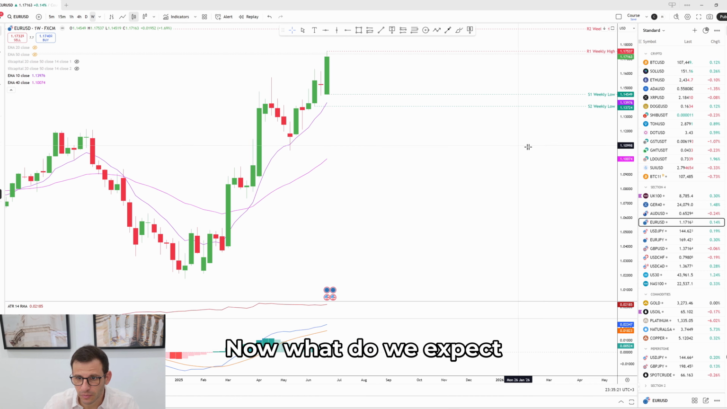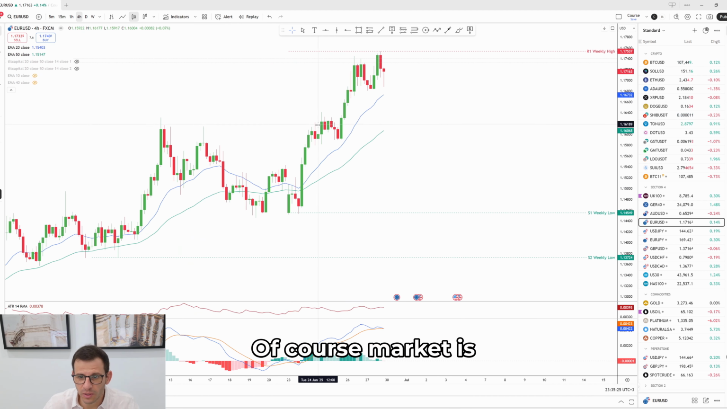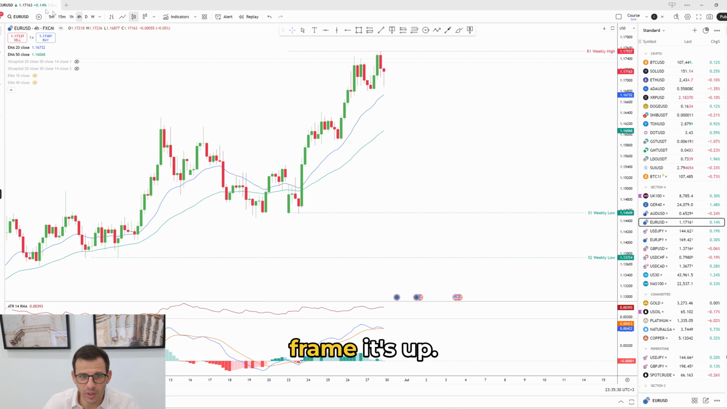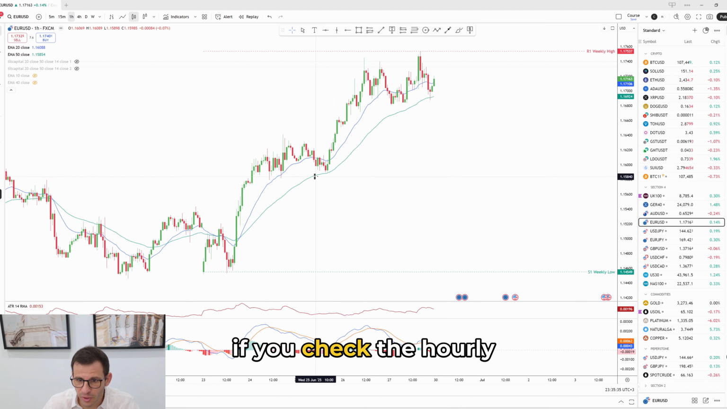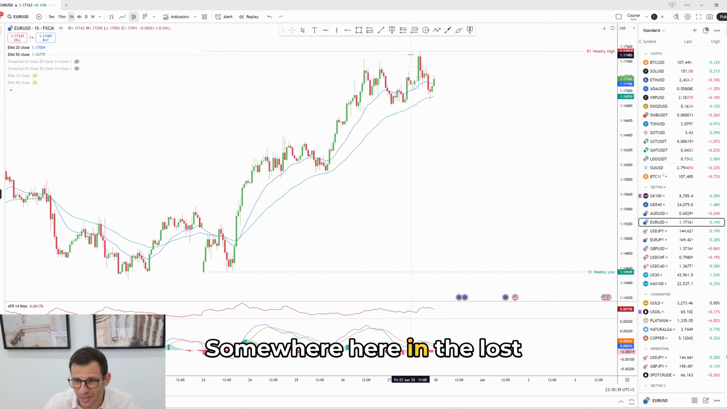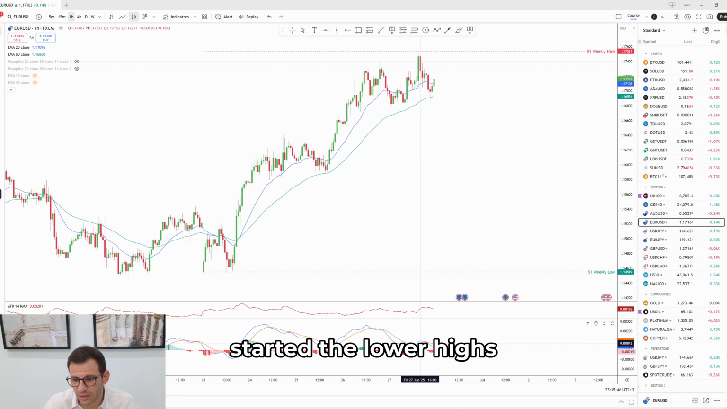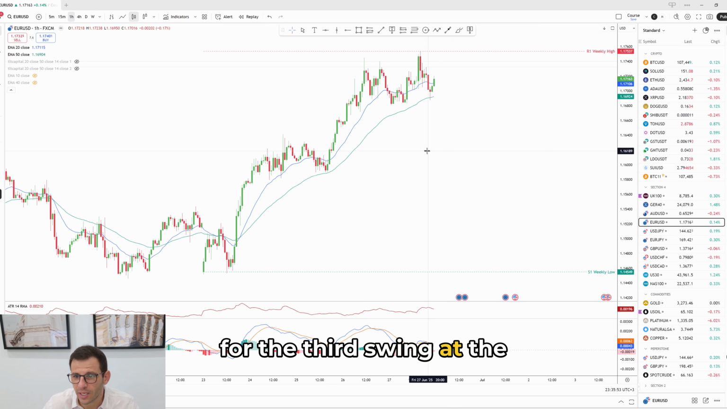Now, what do we expect to happen from this point? Of course, the market is in a very strong uptrend. The 4-hour time frame is up if you trade on the lower time frames like myself. If you check the hourly time frame, the price still makes higher highs and higher lows. Somewhere here it actually lost its formation, and we see that the MACD started making lower highs while the price remains around these highs here for the third swing at the top.